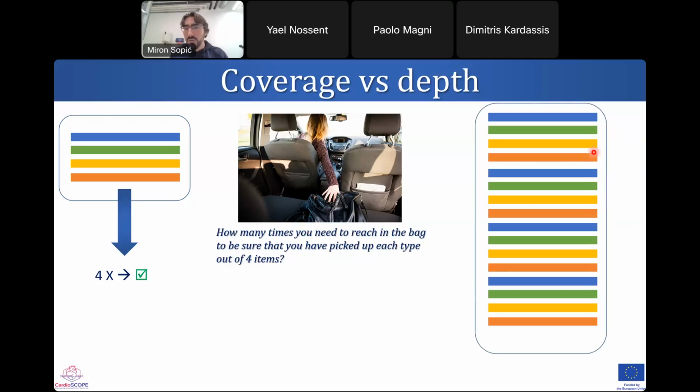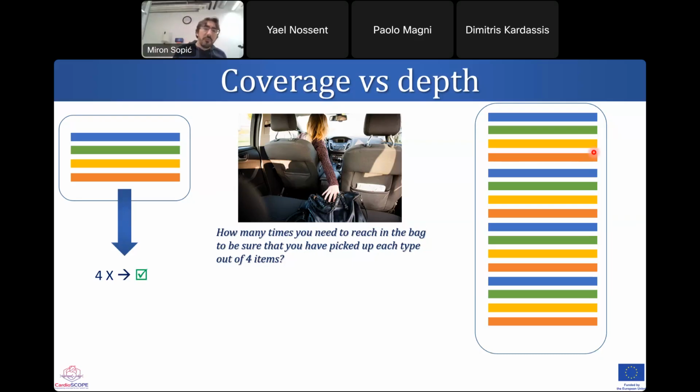They tend to have many more things, not just 4. And imagine that, for example, there are 4 different types of candies in the bag. Okay, there are blue, green, orange, and yellow, and the bag is full of these types of candies. And the question is, how many times do you need to reach in the bag to make sure you pulled out every type of candy? So the blue one, the green one, the yellow one, and the orange one.